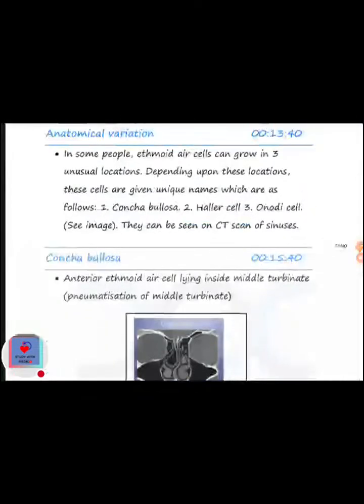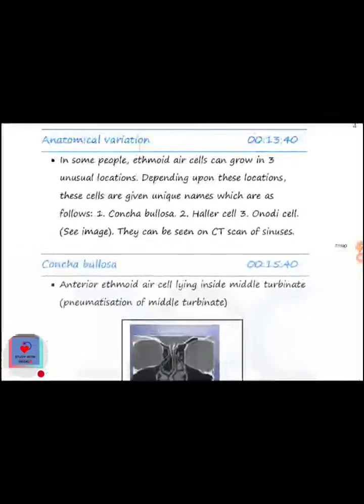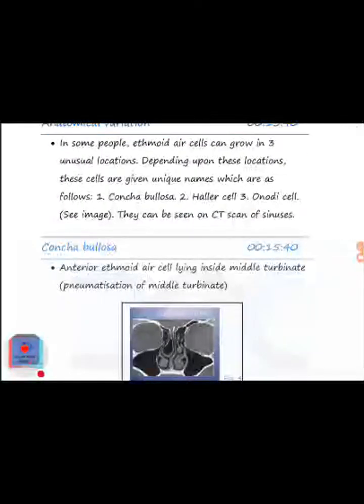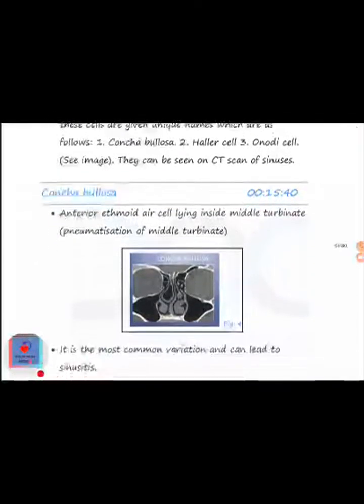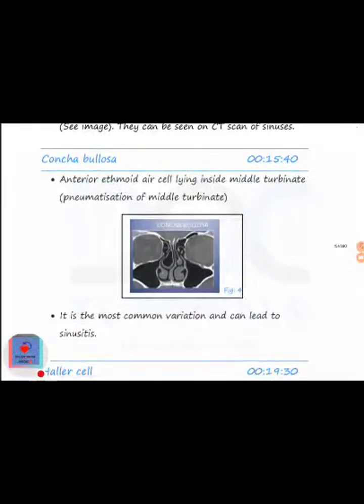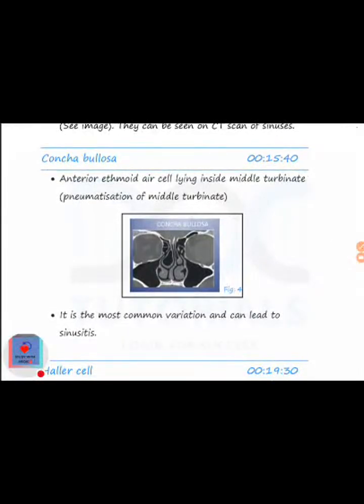Let's talk about anterior anatomical variation. In some people, ethmoid cells are in unusual locations. Depending upon these locations, these cells are given unique names: concha bullosa, Haller cell, and Onodi cell. See, concha bullosa, what is that? Anterior ethmoid is lying inside the middle turbinate.